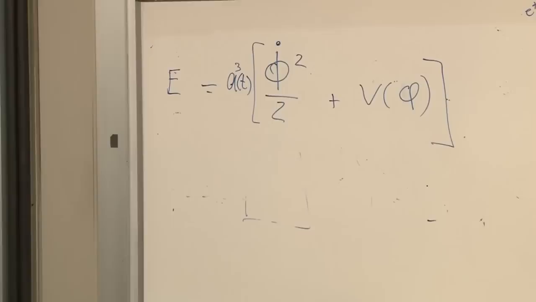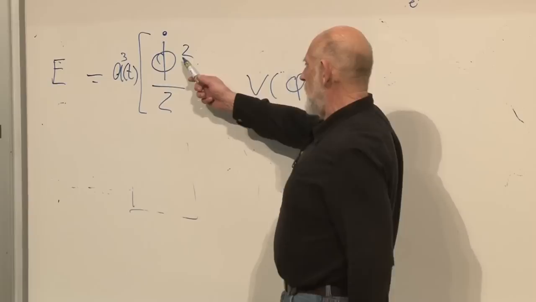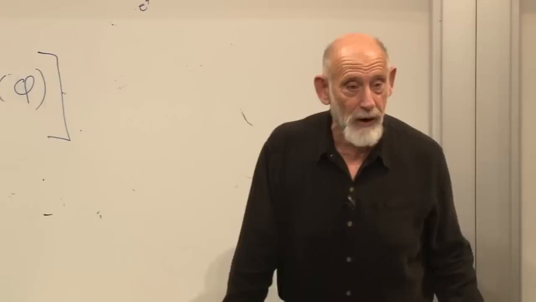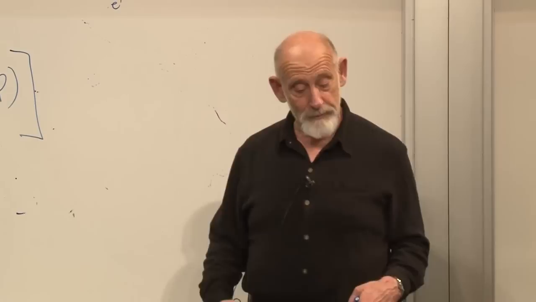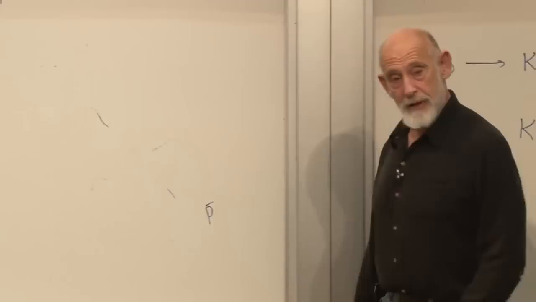Kinetic energy plus potential energy. You can think of this, if you like, as formally, mathematically, being the same as the energy of a particle, kinetic energy plus potential energy, except with a coefficient out here which depends on time, something you wouldn't ordinarily write down. You might have a funny situation where the mass of a particle might depend on time, but ordinarily you wouldn't write that down. Nevertheless, that's what we have. We have an energy, kinetic plus potential.